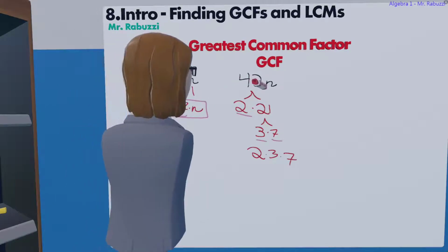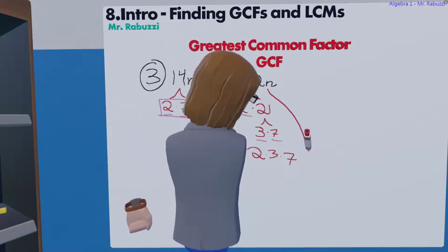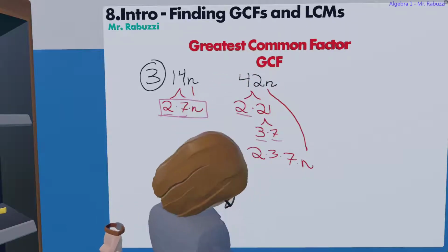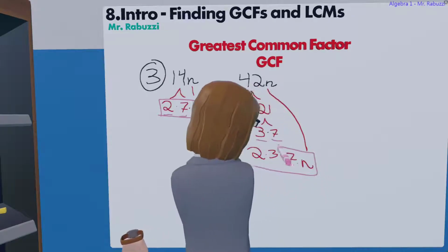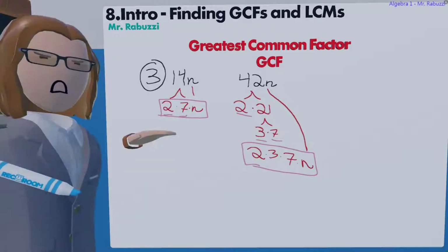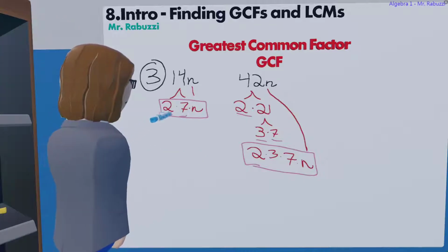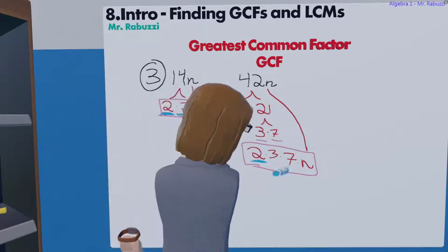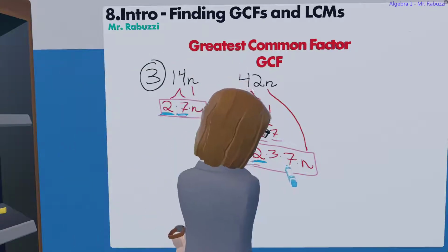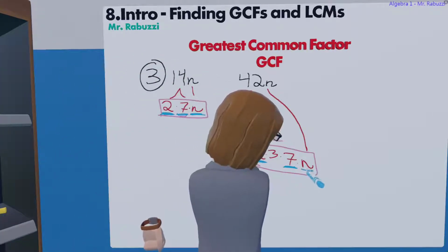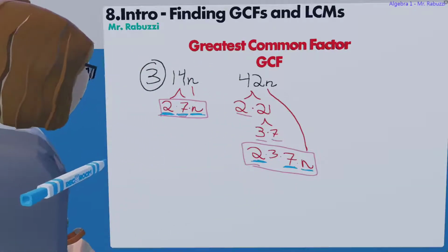And this n, it's just a plain n, so it comes down to be one factor. Okay, so this side, our prime factors are 2, 3, 7, n. Now again, we just check what matches. Okay, we have 2 and 2. We have 7 and 7. We have n and n. That one doesn't look like an n, but it is an n.